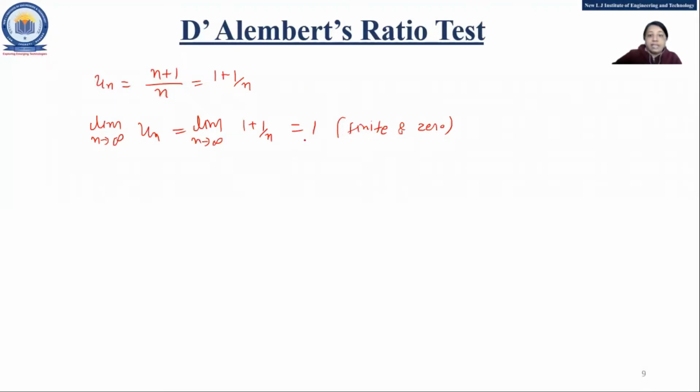So what is that? Equal to 1. So it is finite and 0. So we can say that the summation un is divergent when x equal to 1.